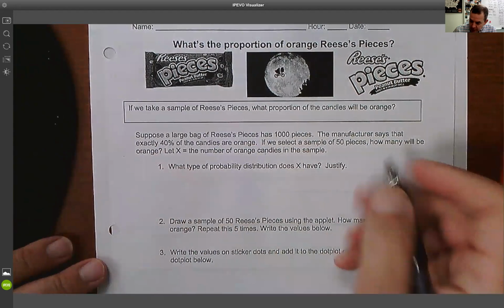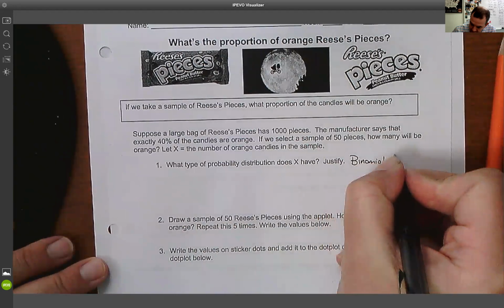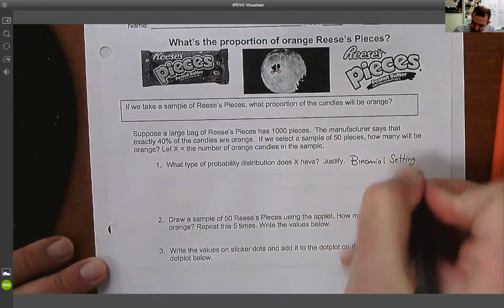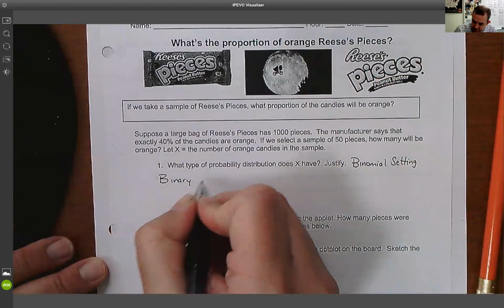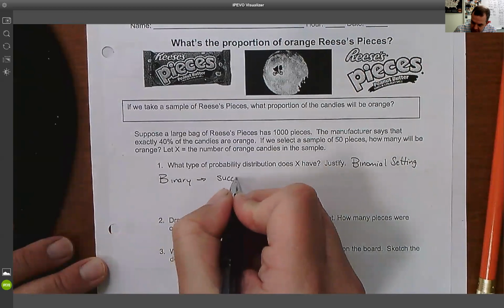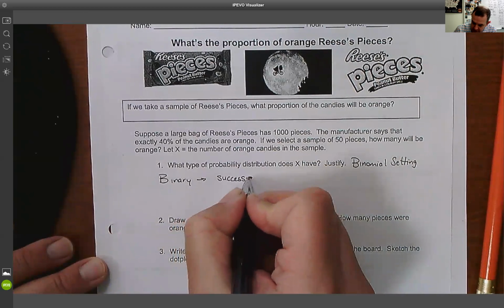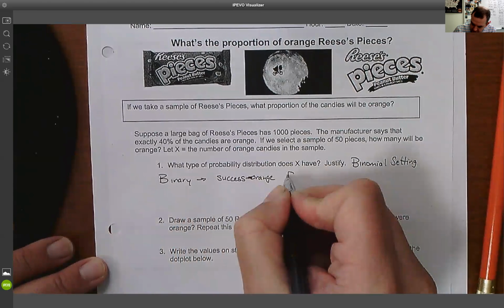If you think about this one, this is a binomial setting. And the reason it's a binomial setting, if we remember from before break, B stands for binary. Is there a success? Is there a failure? So what we're going to say is that orange is a success, and a failure is not orange.